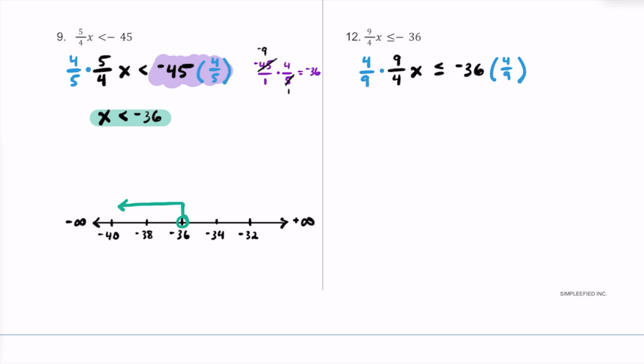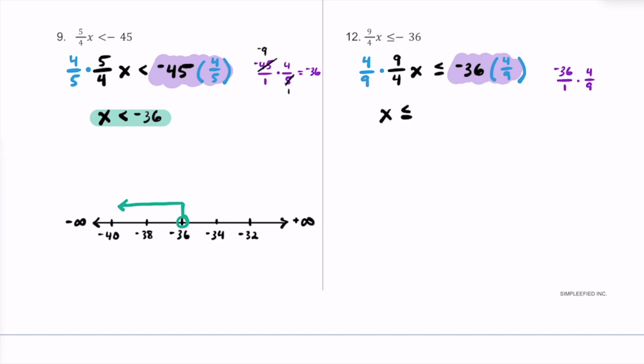On the left side here, the 9s will make 1 and the 4s will make 1 as well. So again, reciprocals always multiply to get 1, so we have 1x. Let's not flip the inequality here because we're multiplying both sides by a positive number, not a negative number. So just be careful about that. And on the right side here, let's multiply this negative 36 by this 4/9. So let's write that out. Negative 36 over 1 multiplied by 4/9.